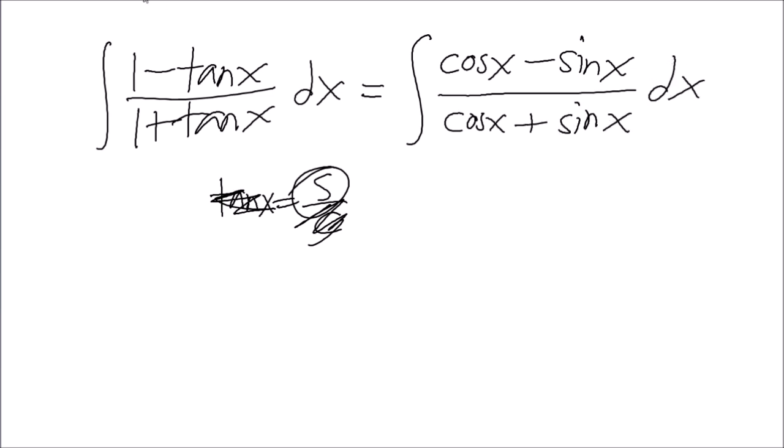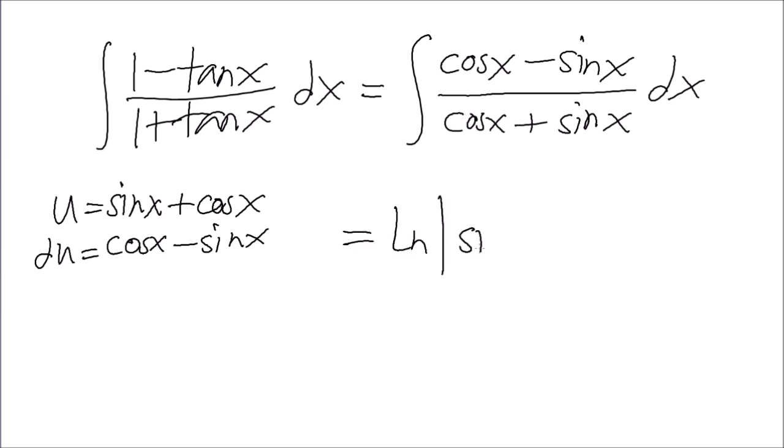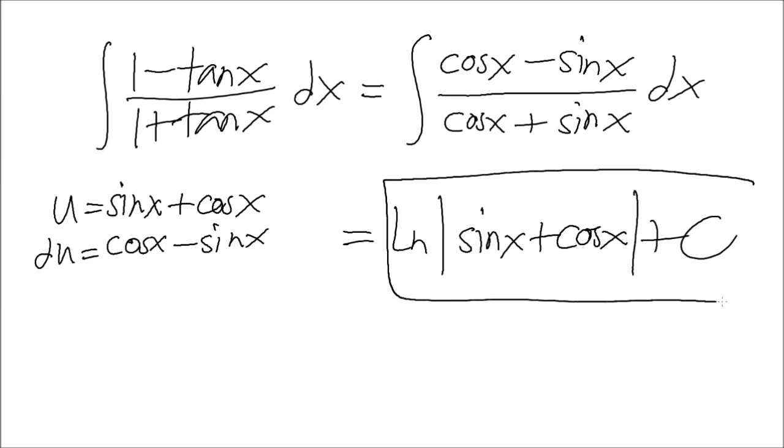Alright, what do we do now? This still looks weird, right? But it's actually very easy. This is just a u substitution. Let u equal sine of x plus cosine of x. What do you notice? The derivative is cosine of x minus sine of x. So this is just ln of sine of x plus cosine of x. And you're done. That's all it is, right?